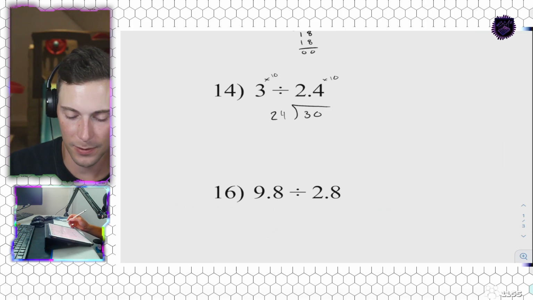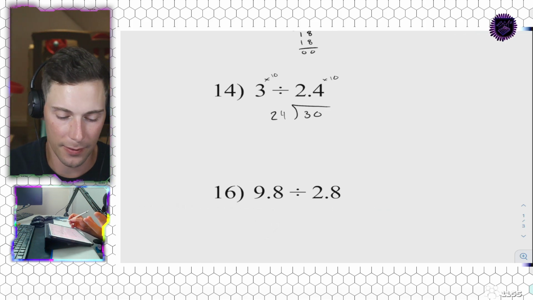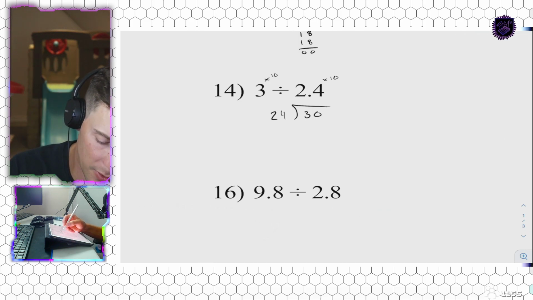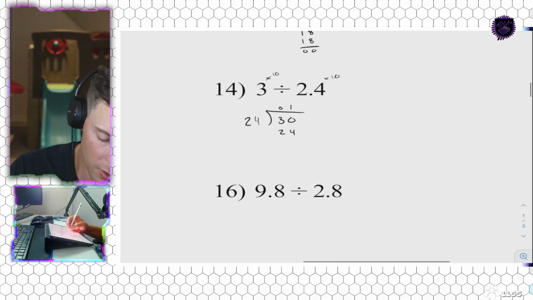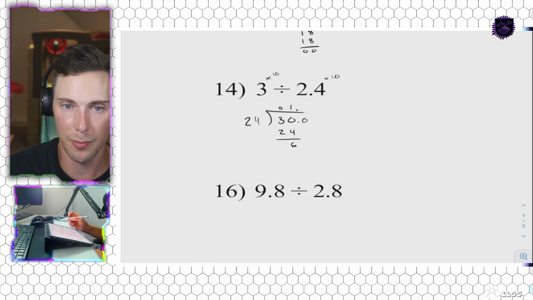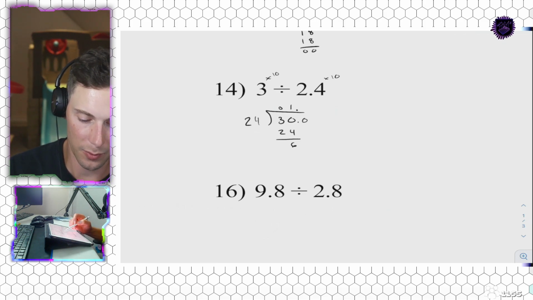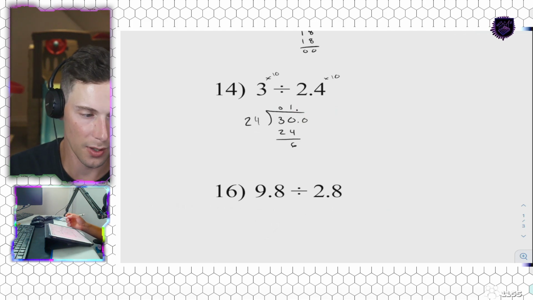And you've got to assume it's going to be 1 point something, right? So 24 can't go into 3, but it will go into 30 one time, 24. Then we're going to write our remainder of 6.0, and put the decimal place on top. Really important: when you add a decimal here, you've got to add a decimal up here. Make sure you do that.